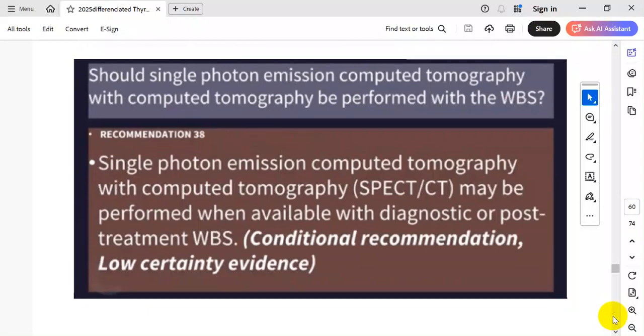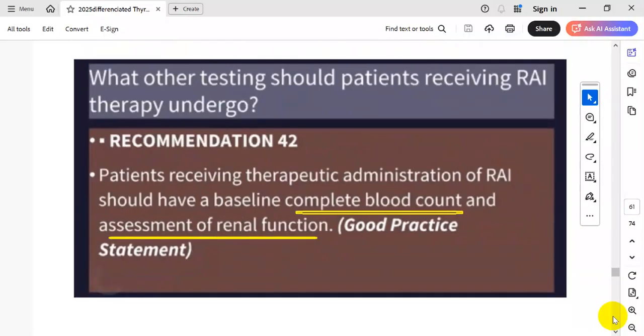And should single photon emission computed tomography be performed with the whole body scan? Single photon emission computed tomography with computed tomography, SPECT/CT, may be performed when available with the diagnostic or post-treatment whole body scan. What other testing should patients receiving radioiodine therapy undergo? CBC and assessment of renal function.